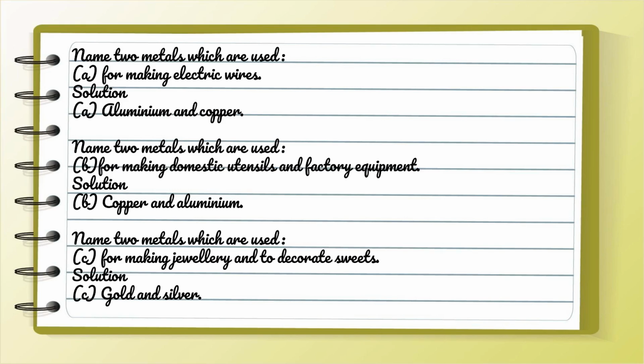Name 2 metals which are used: A. For making electric wires. Solution: A. Aluminium and copper. B. For making domestic utensils and factory equipment. Solution: B. Copper and aluminium. C. For making jewelry and to decorate sweets. Solution: C. Gold and silver.